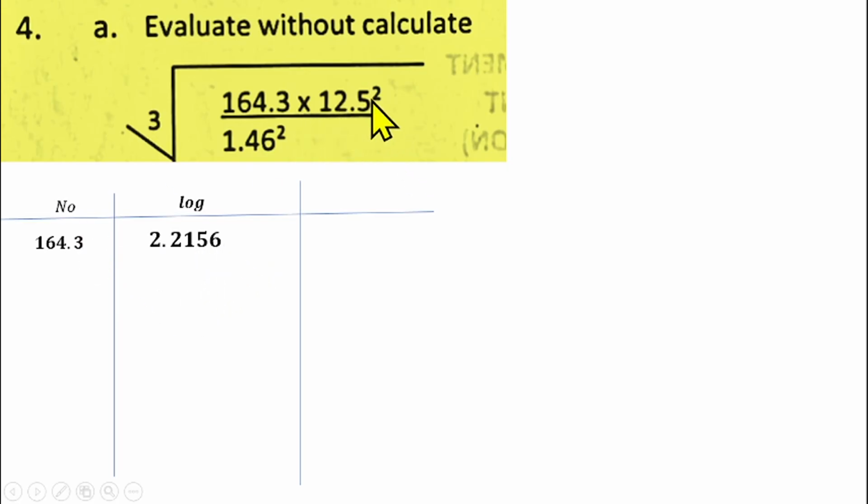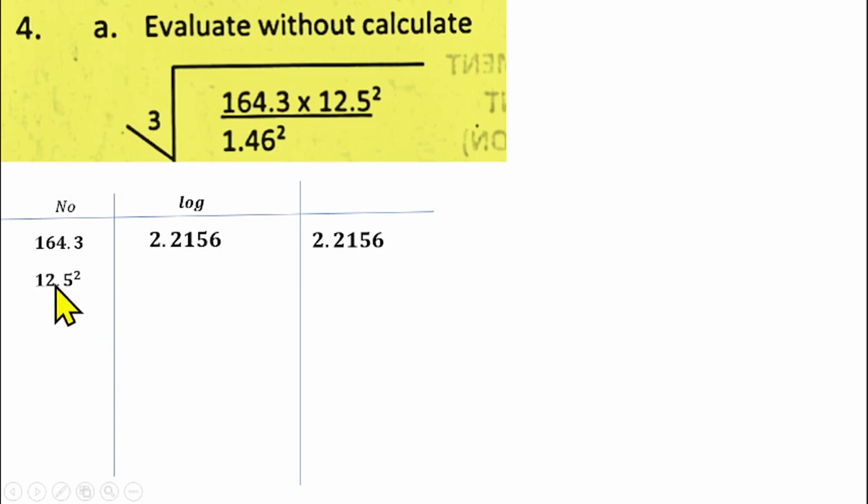Then for this one as well, you're having 12.5 squared. Find the logarithm of 12.5, and whatever you get, you multiply by 2. So to do that, I brought this answer to this side because we are going to use it here. So the next one is 12.5. You find the logarithm of 12.5.